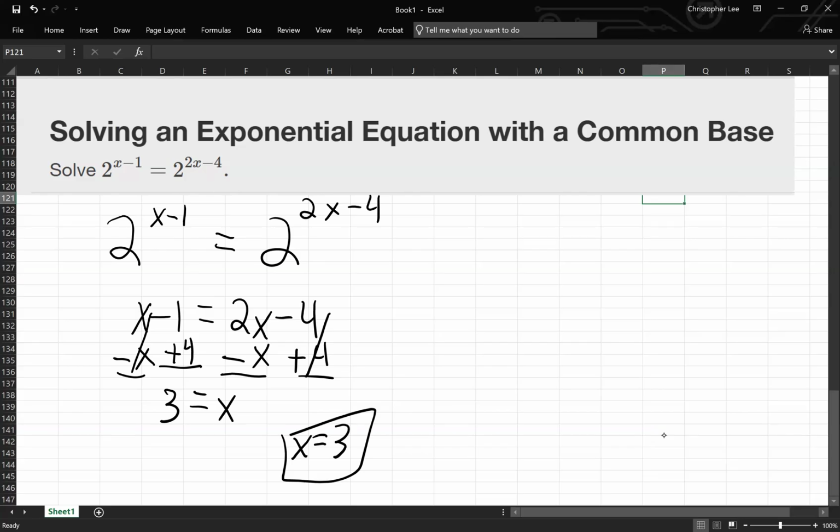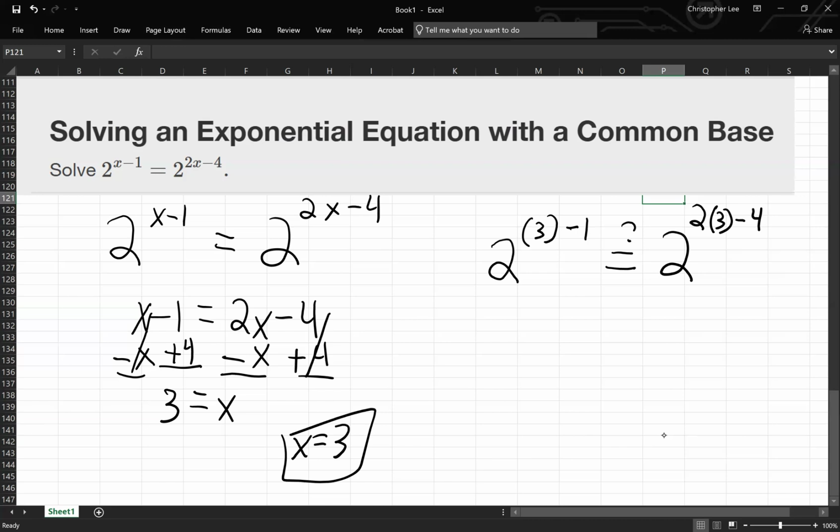Questions on that? Good? All right. Another thing you could do also is you could check it just to verify. Let me just show y'all how to check real quick. You just plug in whatever answer you got into the original. And if you can get the left side to equal the right side, that's all you need.